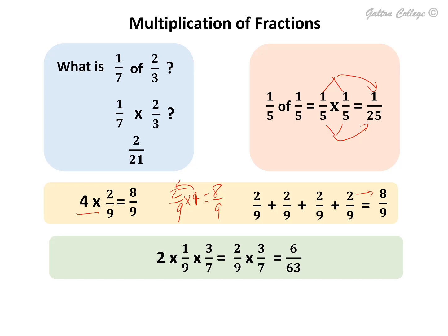Now this one's slightly more complex. We've got 2 times 1/9 times 3/7. So we can do it any particular way we want. We can work from the start to the end, or from the end back to the start. It doesn't matter. But it's all multiplied, so it all becomes one number.